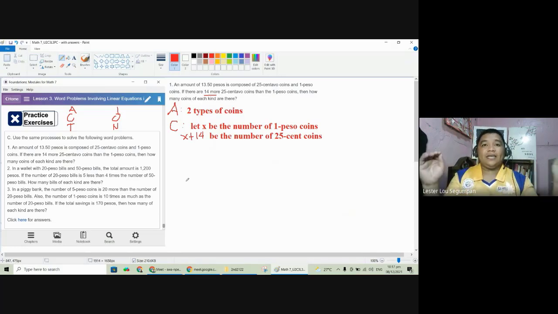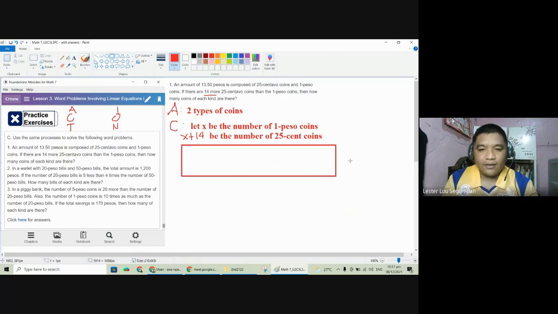But here's the thing, just like what happened in age problems, there is one unique process that we could do here so that it's easier for us to translate. I'm talking about a short table. Let's have a table here. Let me have three rows since there are two types of coins and one row for the header. I'm going to explain them one by one.